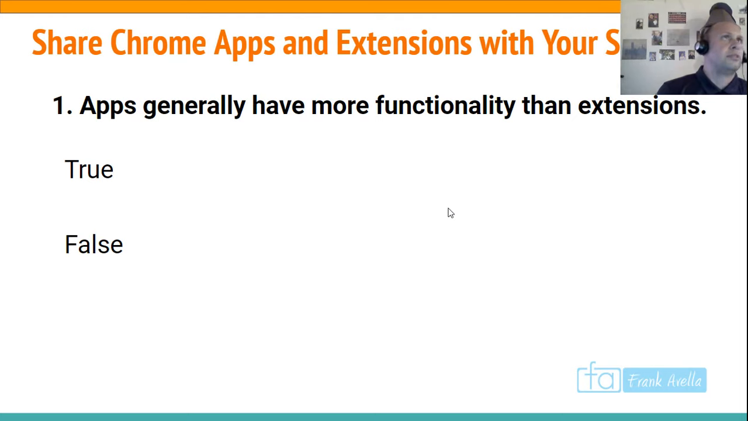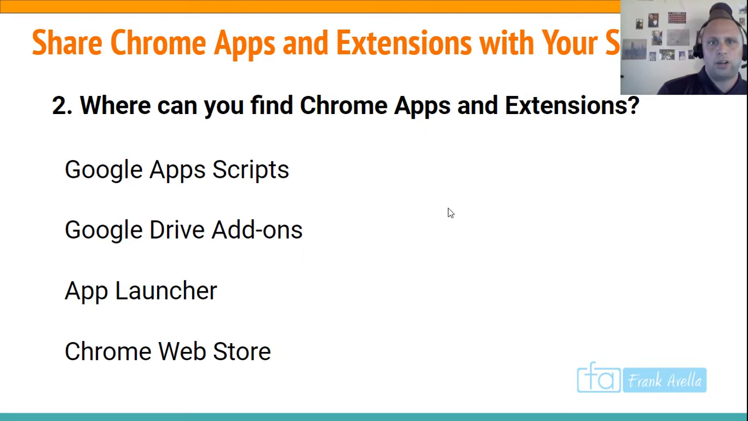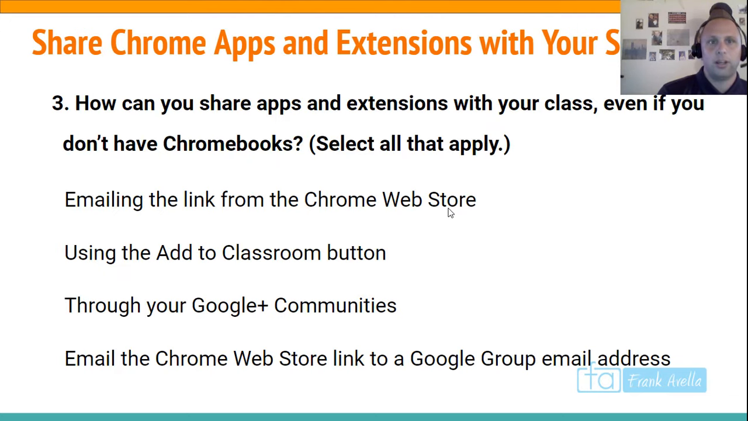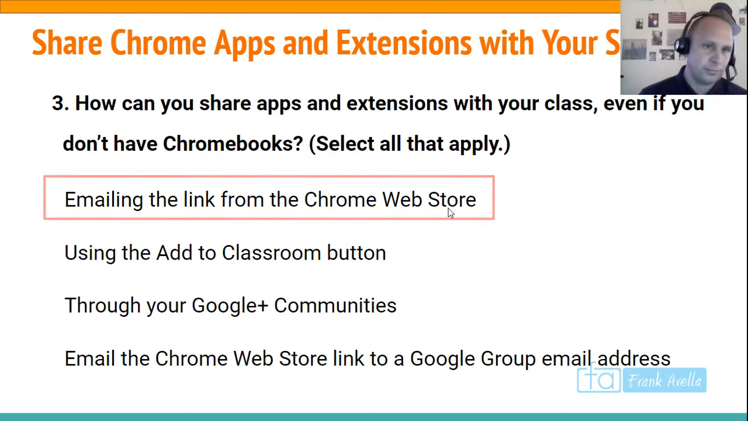Apps generally have more functionality than extensions. True, and I think that was one of the bullets in there. Where can you find Chrome apps and extensions? The Chrome Web Store. And that comes up a lot, the Chrome Web Store. How can you share apps and extensions with your class even if you don't have Chromebooks? Emailing the link from the Chrome Web Store, just like I showed you.